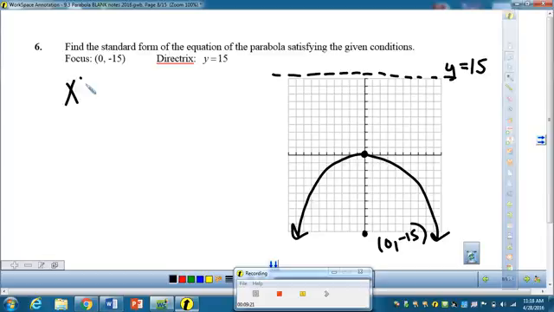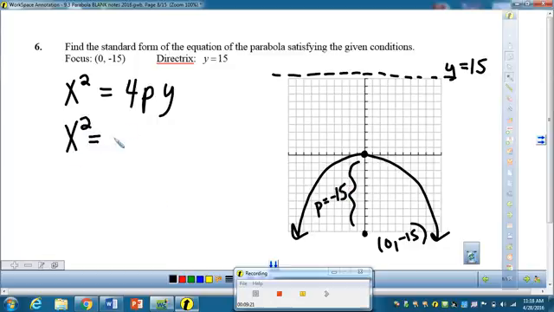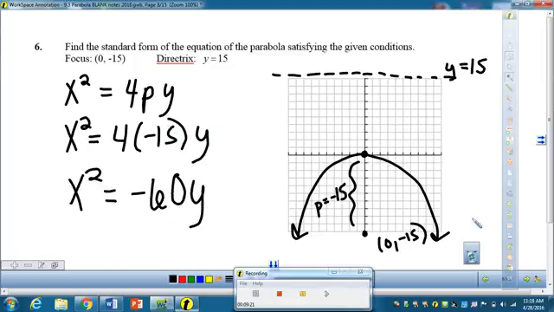So because it's downward, it's going to be based on the x squared version of our equation. P is the distance from the vertex to the focus, and since it's in the negative direction, P is negative, negative 15. So our equation, we get x squared equals negative 60y.